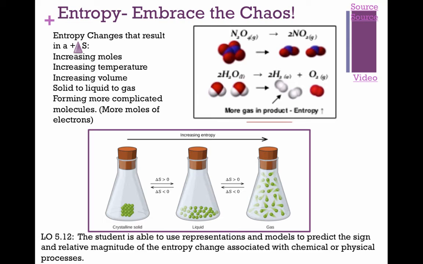So entropy, you can think about it as chaos or as disorder or whatever word you want to remember, but it's delta S. These are ways you can increase delta S. You increase volume, because when you increase volume, you increase the space that your gas molecules can be chaotic. So the more space they have to be chaotic, the more chaotic they're going to be. So you can increase moles, you can increase temperature, you can increase volume. You can go from a solid to a liquid or from a liquid to a gas. And then you can form more complicated molecules because you have more electrons.